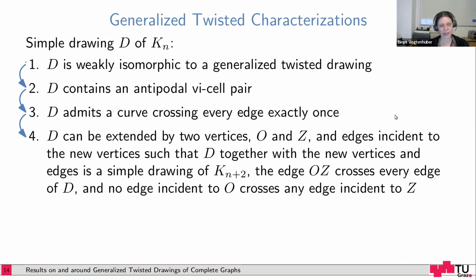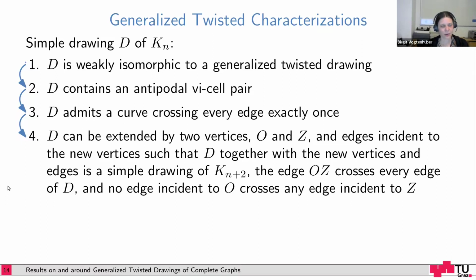And if we have such a curve, then we can use this curve to extend the drawing by 2 additional vertices, the endpoints of that curve, and edges incident to those new vertices, such that the drawing together with these new vertices and the edges to all the other vertices is a simple drawing of the complete graph on n plus 2 vertices. The edge between the two new vertices crosses every edge of D, and no edges incident to one of those 2 additional vertices cross each other. So those 2 together with the other vertices induce a plane K2,n.